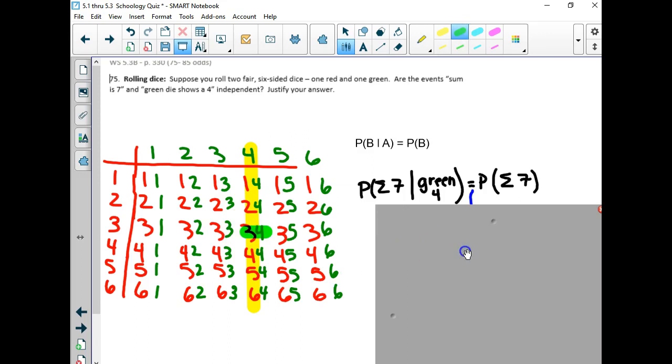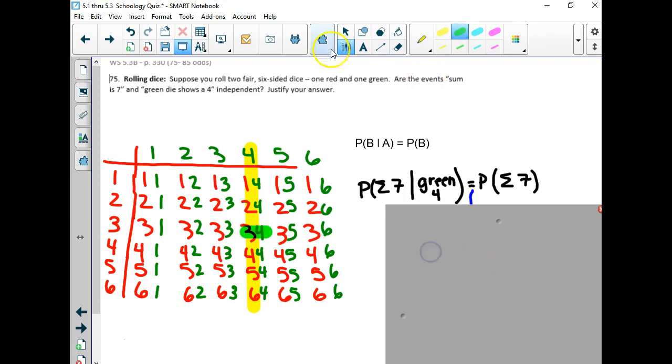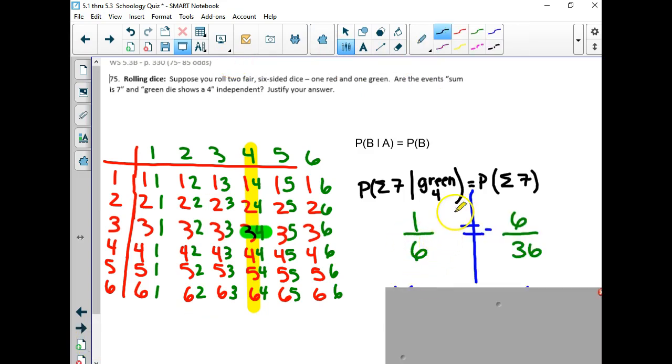I messed it up. 1 second. I'm going to pause it. I flip-flopped it. Okay, I had to erase something on the smartboard. Sorry. So like I said, what are we dealing with here? We're dealing with all the green 4s. That's that yellow highlighted row. Out of that yellow highlighted row, there's 6 outcomes. From those 6 outcomes, there's only 1 outcome where the sum is 7.